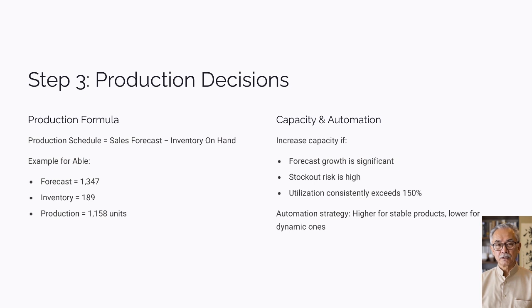Slide, Step 3, Production Decisions. Production determines how many units you'll produce and whether you'll expand or shrink capacity. Formula: production schedule equals sales forecast minus inventory on hand. Let's say for Able, forecast equals 1,347, inventory equals 189, production equals 1,158 units. Enter 1,158 into the production schedule cell.